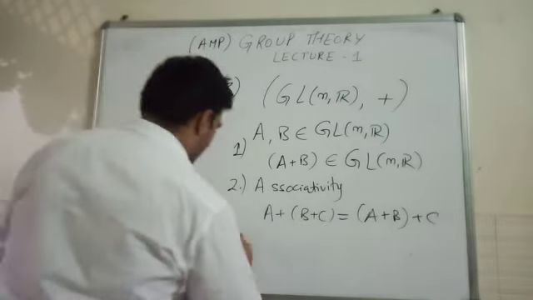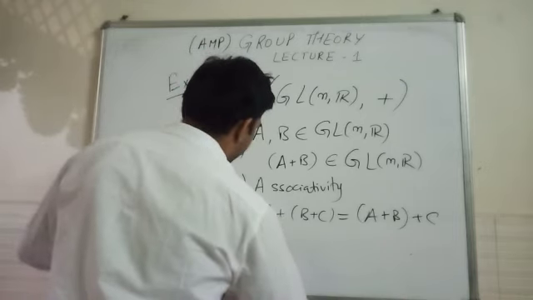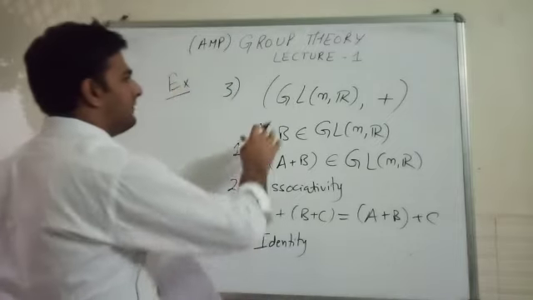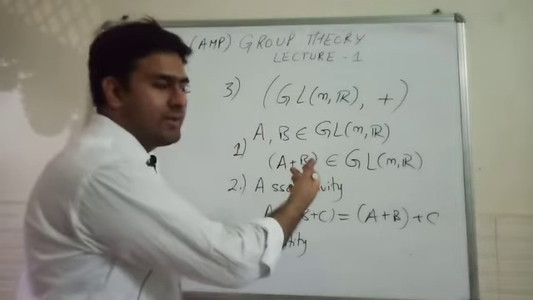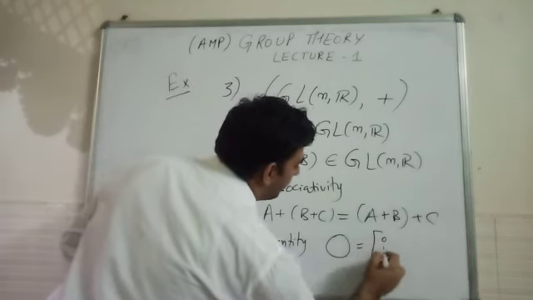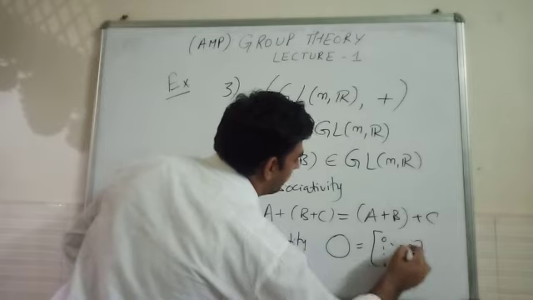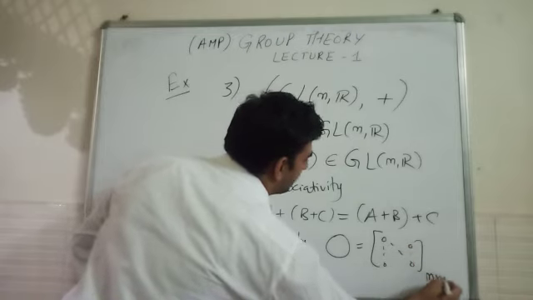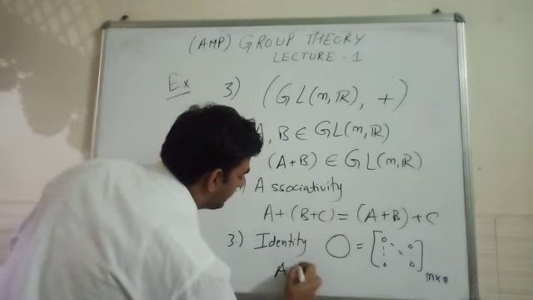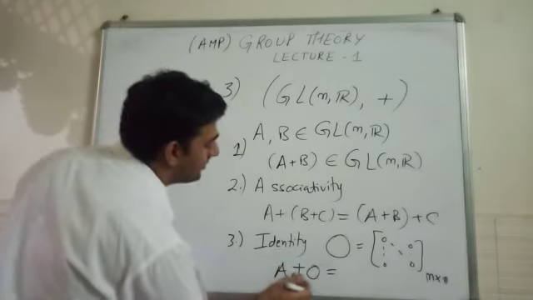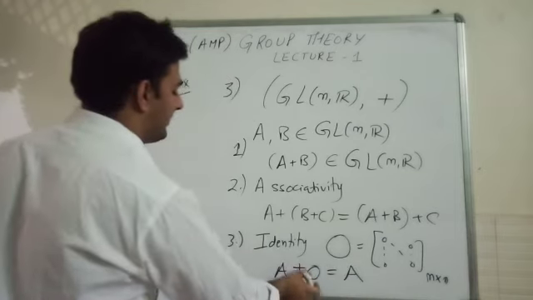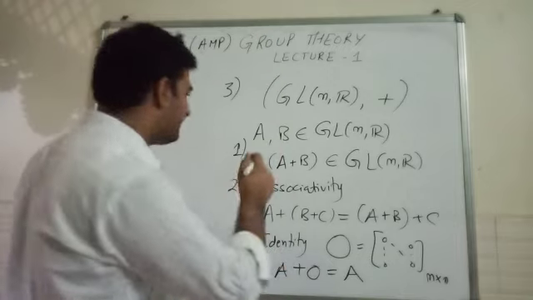Now the third point is the identity element with respect to the addition. In the set of all n cross n matrices, there's a matrix called the zero matrix. All the entries of this matrix are 0. If you add the zero matrix to any matrix, it will give you the matrix itself. So if you add A to the zero matrix, it will give you A. So the zero matrix is the identity element of this group.